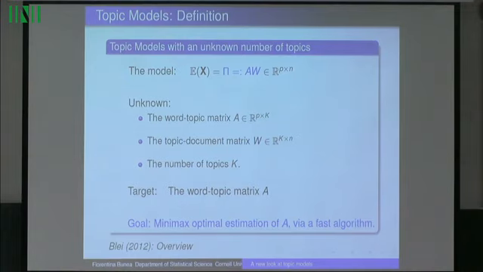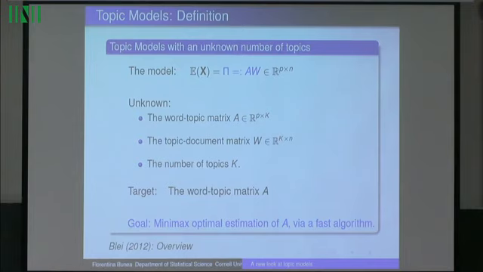The target of this talk: you can be interested in various aspects here. Today I'm going to be interested in the word topic matrix A, and, since I've mentioned minimax, the goal is to estimate this A in a minimax optimal fashion. I'm going to have to derive and explain what that means. But the key here is I also want to stay with the theme of the workshop, to do it in a fast way. So the model is once again very well known.